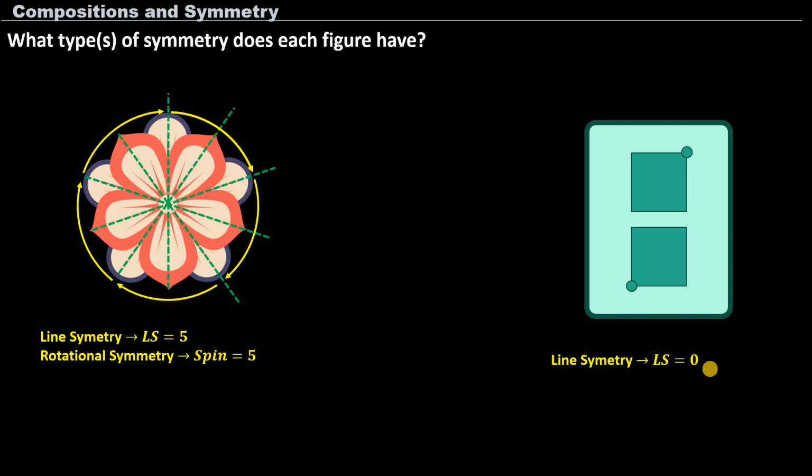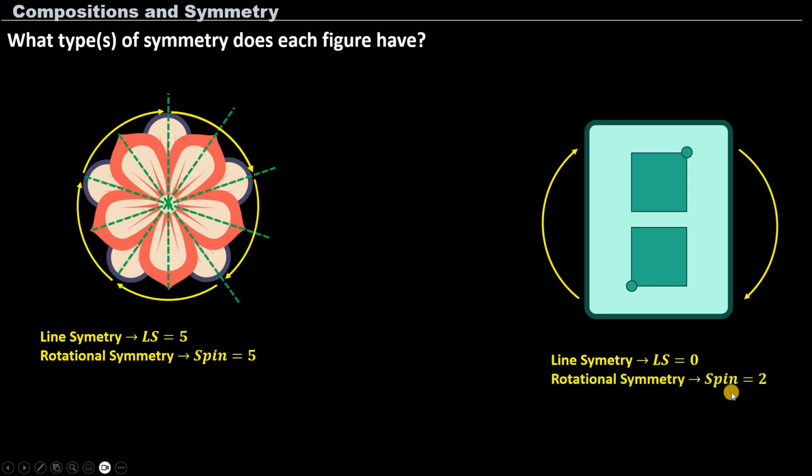But I could rotate this shape 180 degrees and I would get the same shape again. So there is rotational symmetry. I can spin this shape twice.